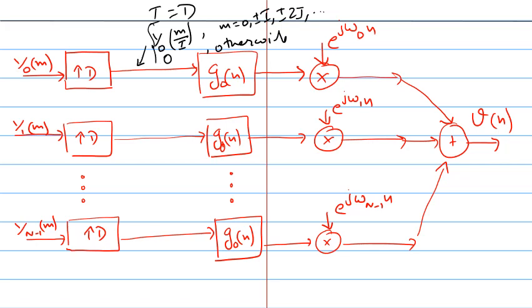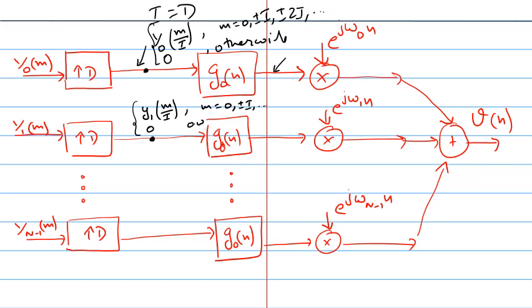So at this node we'll be getting this. Similarly at this node we'll be getting y1 m by I for m is equal to 0, plus minus I and so on, and it is 0 otherwise. So then the output of this filter will be, basically, whatever you are getting at the input node of this filter, it will get convolved with the impulse response of the filter.